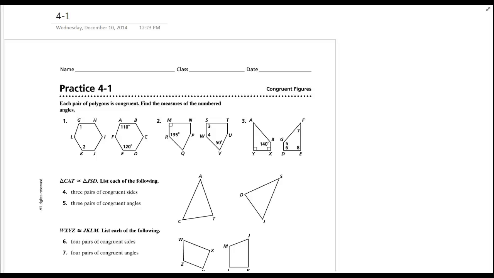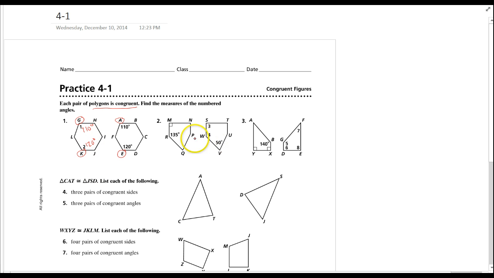Practice 4-1. We start off knowing that each pair of polygons is congruent, so we need to find the measures of the numbered angles. Well, let's look at this. They didn't switch these around at all, so G goes with A and K goes with E, so that means that angle 1 would be 110 degrees, while angle K, or angle 2, would be 120 degrees.